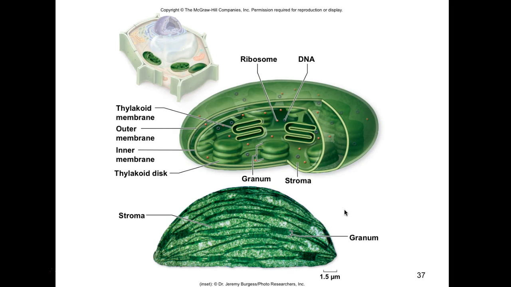So here's a better look at the chloroplast. You could see the thylakoids, the stack of thylakoids called granum. They too have their own ribosomes, their own DNA.